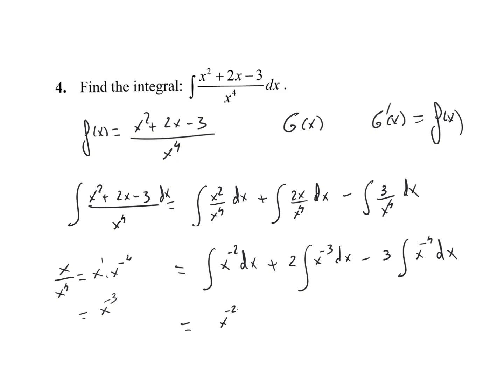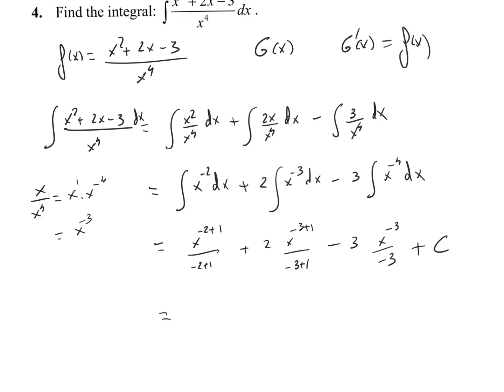We'll say (x−2 plus 1) divided by (−2 plus 1), plus 2 times (x−3 plus 1) divided by (−3 plus 1), minus 3 times (x−4) divided by (−3), plus c. So −2 plus 1 is −1, divided by −1, plus 2 times (x−3 plus 1) is −2, divided by −2.